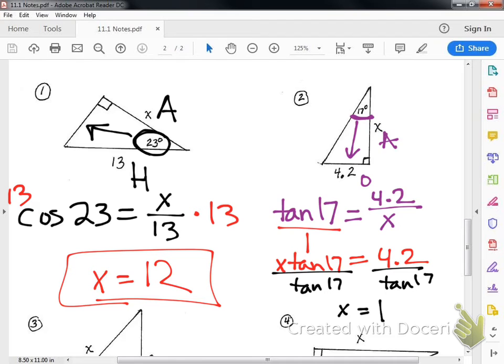13.7. 13.7 is correct. So go ahead and play around with the calculator for a minute. Every calculator is different, so I can't really tell you how to type it in. If you're using the TI-30, you have to close the parentheses on a lot of these where you're typing in a fraction.